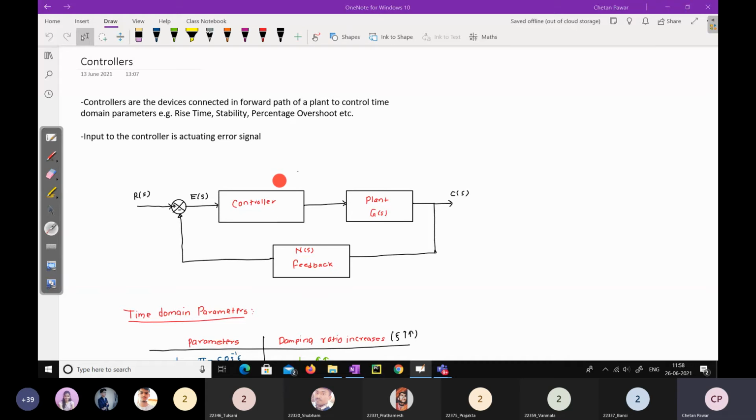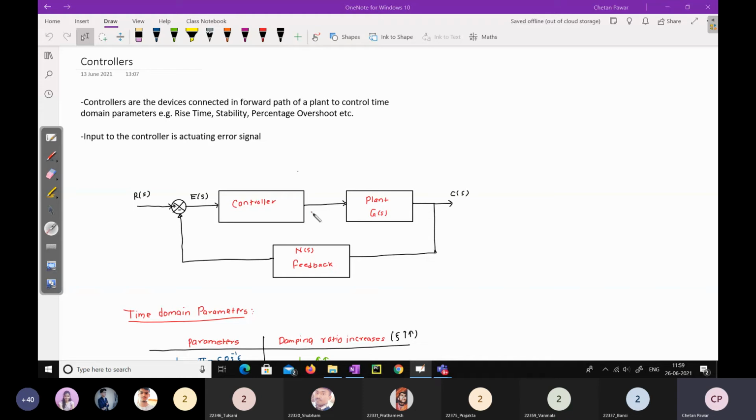And what will be the input to the controller? The input to the controller will be the actuating error. What does that mean? Whatever output you are getting from the feedback and whatever the input is, depending on that there will be an error. That error acts as the input to the controller, and depending on that, the controller will decide its output to control the plant, to control the process. That is the main concept here.